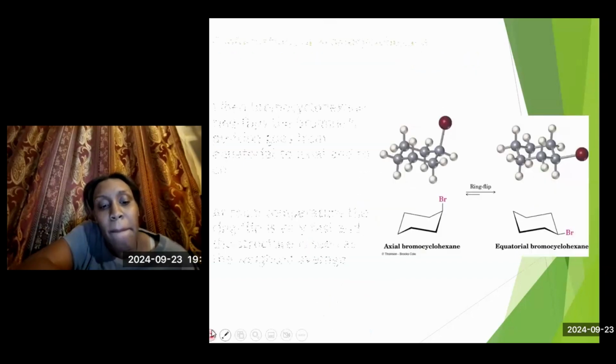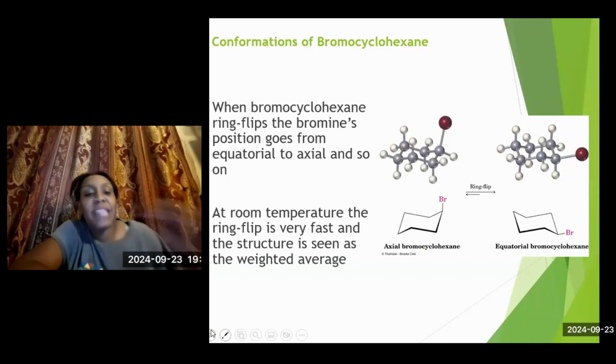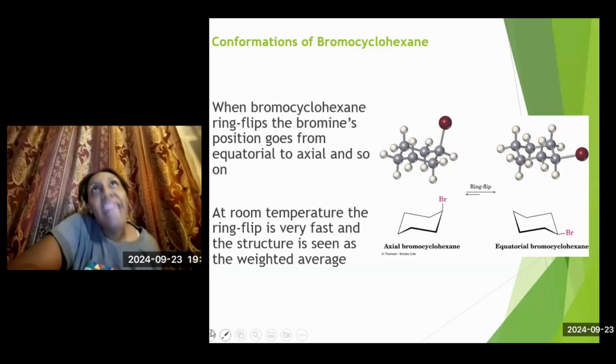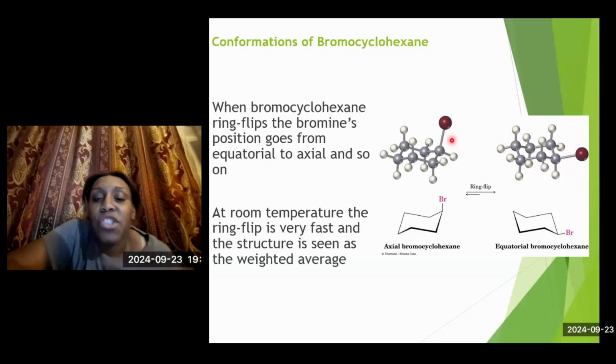All right. And so this allows you to have different conformations, just like we had staggered eclipse. You cannot have full rotation, but with the cyclohexane, you can have ring flips. So when we have the bromine in the axial position, all right, so the bromine's in the axial position in the structure here because the bromine is going up with the angle, that is axial.